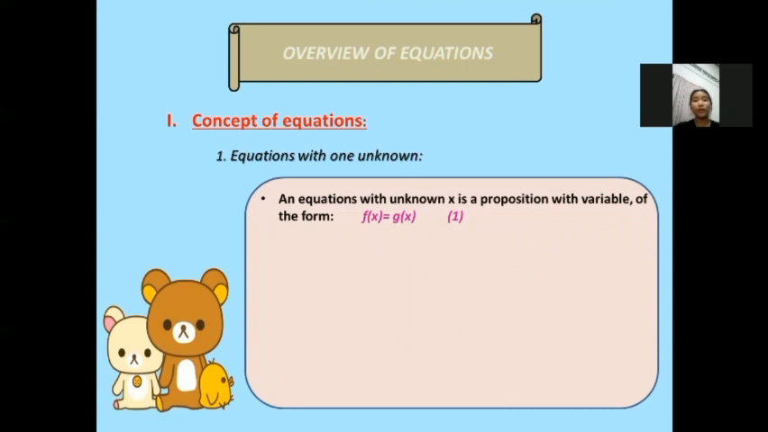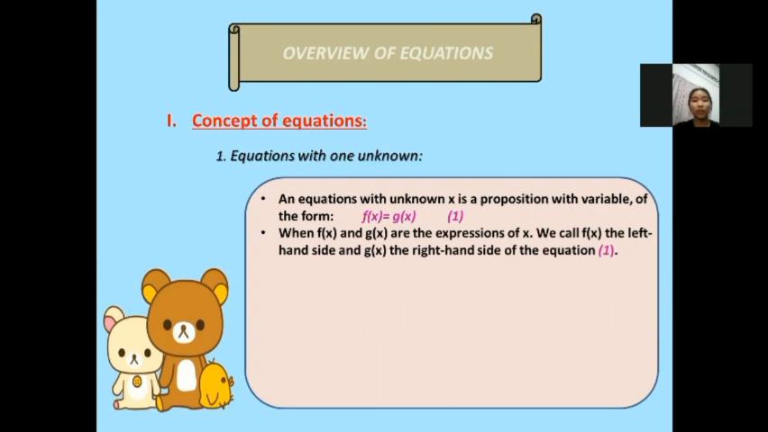An equation with one unknown is a proposition with a variable of the form f(x) = g(x) (1). When f(x) and g(x) are expressions of x, we call f(x) the left hand side and g(x) the right hand side of equation 1.